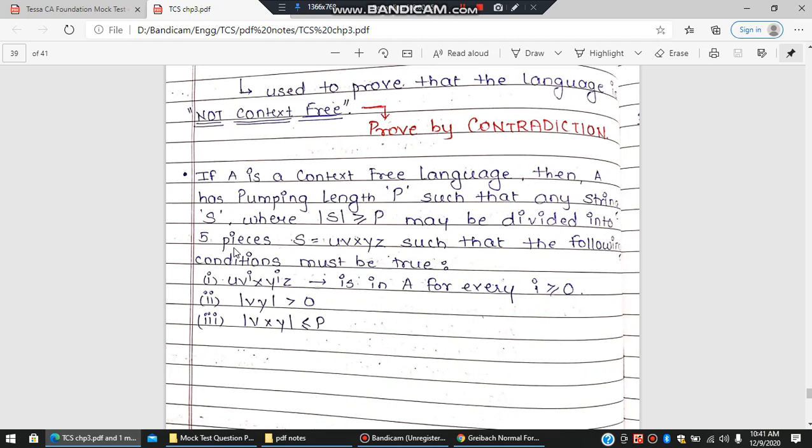तो last regular language के लिए हमने क्या किया था, तीन parts में divide किया था, x, y and z. Over here हम क्या करेंगे, S को 5 parts में divide करेंगे, u, v, x, y and z. बाकी के जो rules हैं, last इसमें हमने देखा था x y raised to i z should be in A, only then we can say that it is a CFL. यहाँ पे हम क्या करेंगे, u v raised to i x y raised to i z, इसको prove करेंगे कि ये ऐसा करने के बाद भी जो ये string है that will be in A. Rest all the rules are same if you see.